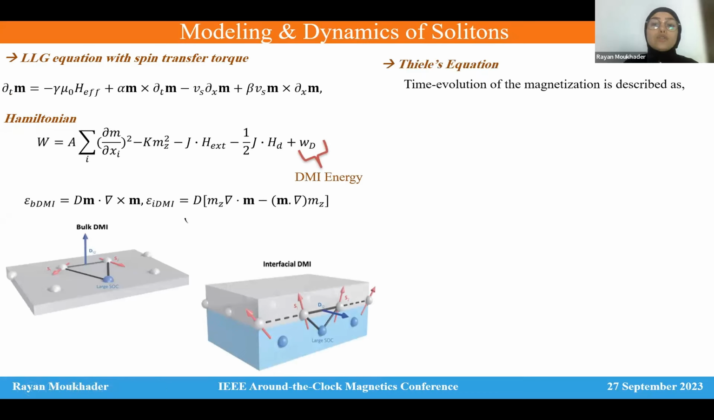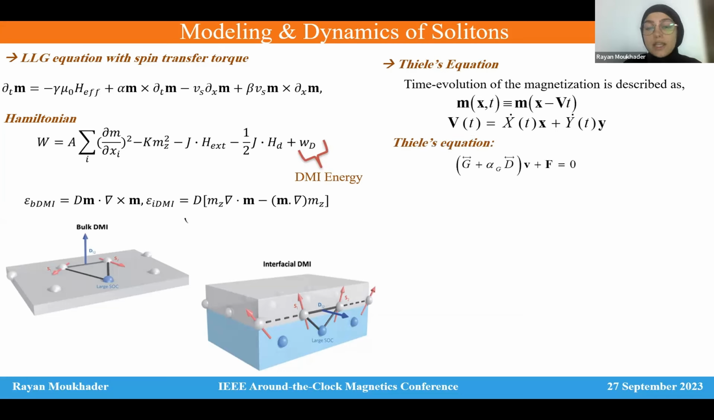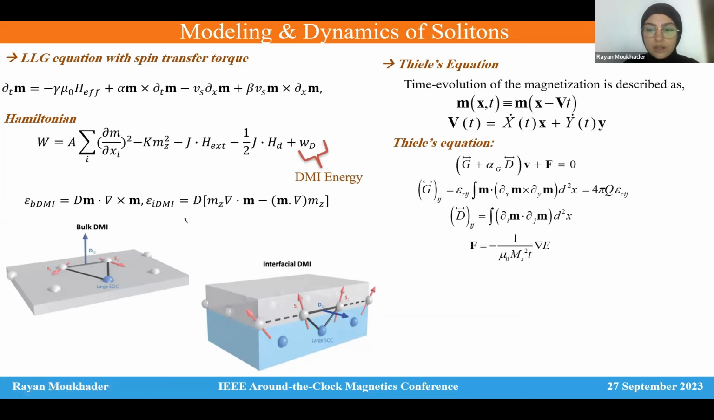That can be decomposed into two types, either a bulk one or an interfacial one. Now, when we want to study the motion of solitons, the core translation of solitons is governed by Thiele's equation, where the full magnetization of solitons is given by the position of the soliton at each instant. So integrating the LLG equation, we end up with the Thiele equation, where G and D are the gyrotropic and the viscosity tensors. G is directly related to the topological charge, and D is related to the motion of the soliton along the direction of the applied field.